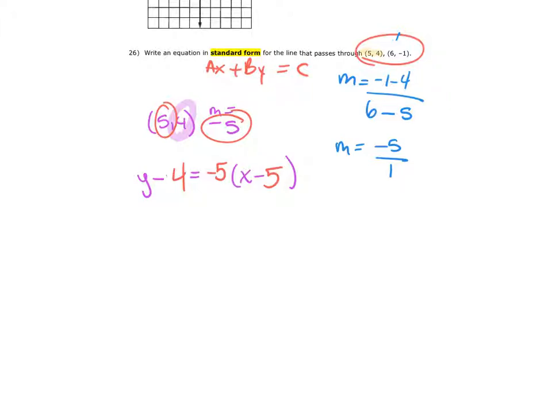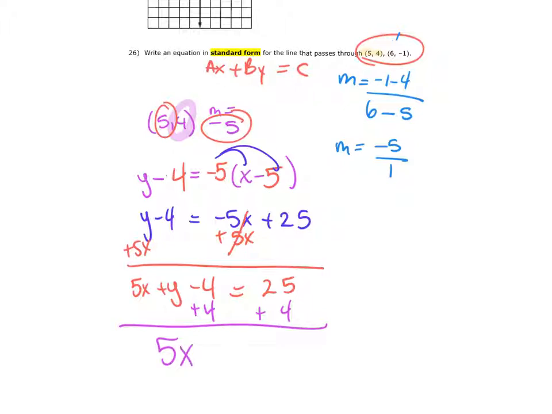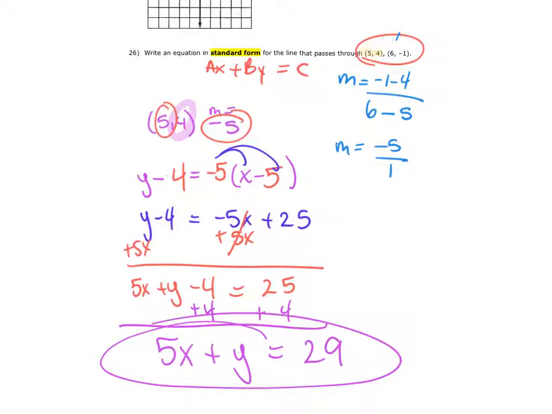They want it in standard form, so what do I do now? Exactly. You distribute to rearrange it. So distribute, rewrite, y minus 4 equals -5x plus 25. To put it in standard form, I want the ax on the left, and I want a positive. So I'm going to have to add 5x. That's going to give me 5x plus y minus 4 is equal to 25. Now I'm going to add 4 to get that over to the right, and I have ax plus by equals c. That's my standard form.